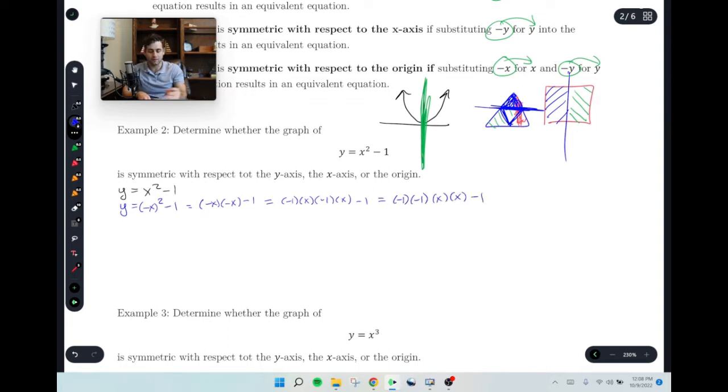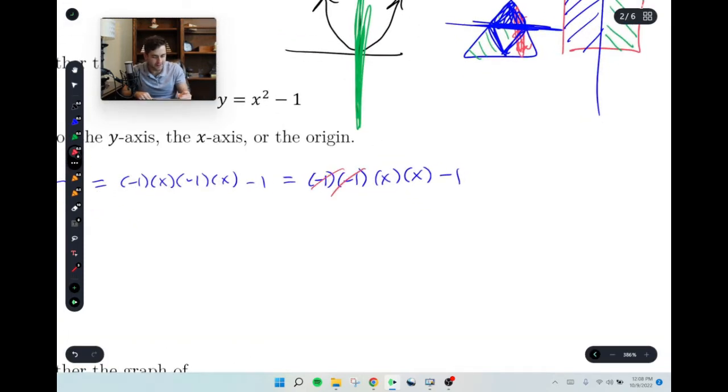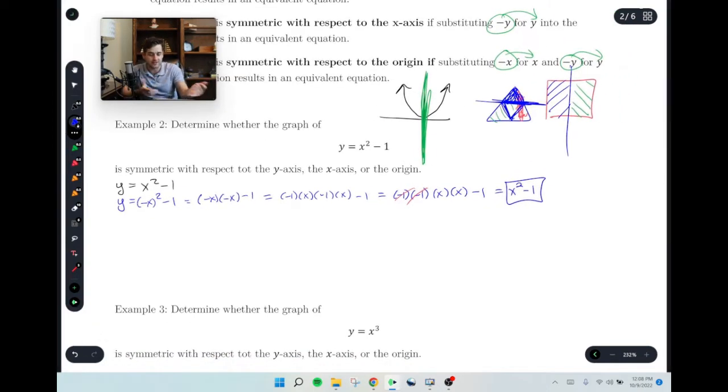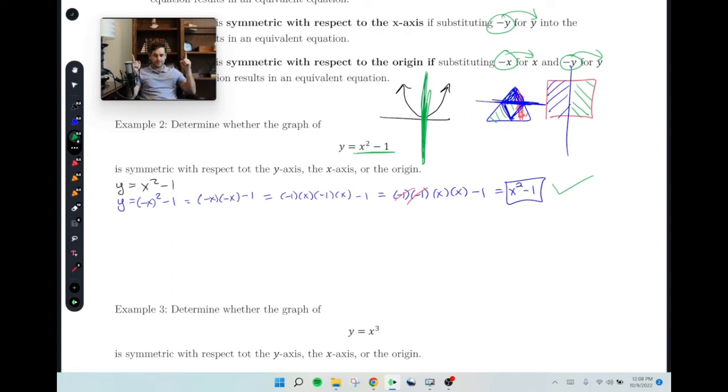I know that's a lot of work, and you don't have to do this every single time. But then we can see what happens to those negative 1s. They multiply together to make a positive 1. And we are left with x squared minus 1. Awesome. Now the question to ask yourself is, is that the same as the original function? x squared minus 1, x squared minus 1, check. Same as the original function. Awesome.